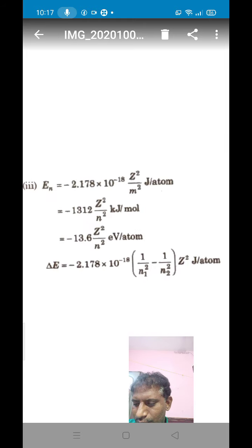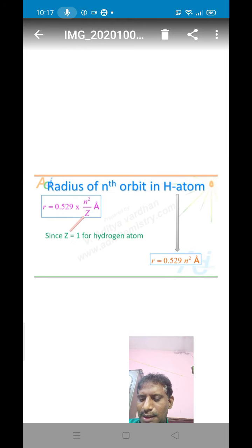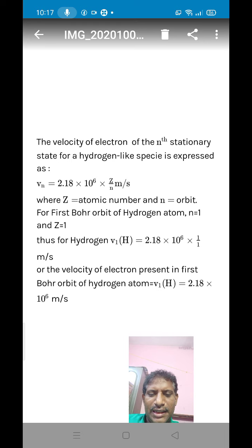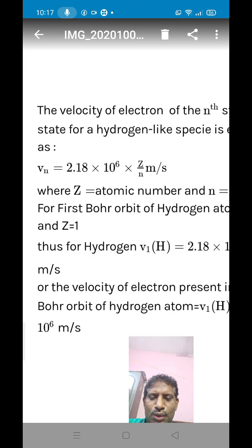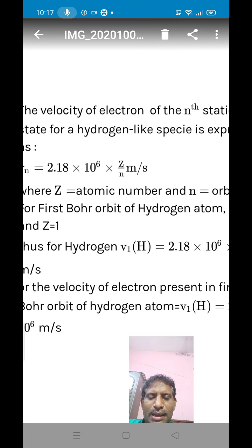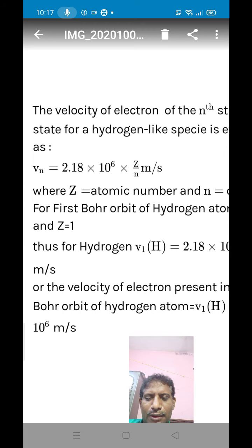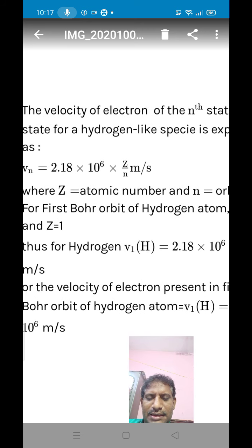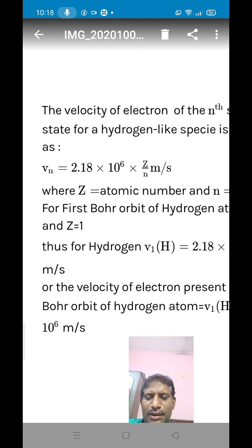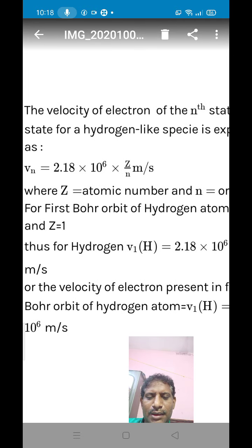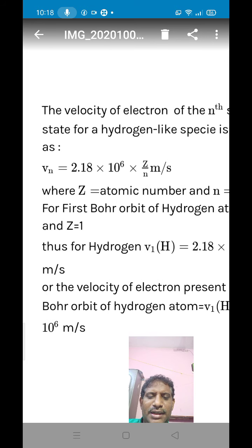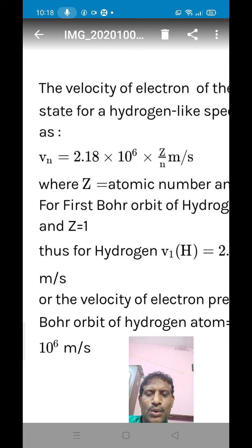Bohr's atomic model also gives the formula to calculate the velocity of an electron. Velocity of an electron is equal to 2.18 into 10 to the power of 6 Z by n meter per second, where Z represents the atomic number and n represents the orbit number. When expressed in centimeters, the formula changes to Vn is equal to 2.18 into 10 to the power of 6 into Z by n.